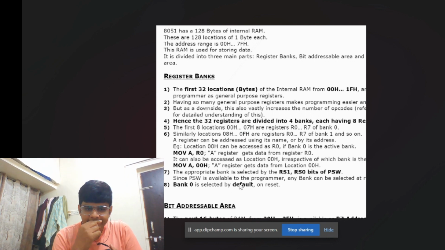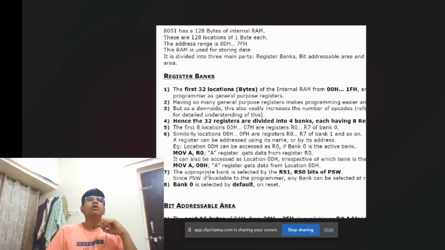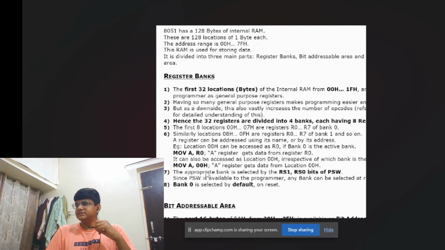Here it is given that the appropriate bank can be selected by the RS1, RS0 bits of the PSW register. I have covered the PSW register, program status word, as it is given in your syllabus. Since PSW is available to the programmer, any bank can be selected at a time. RS1 and RS0 help for that. Bank 0 is selected by default on reset. When you reset the phone, the system first starts using the BIOS setup. The BIOS setup is a default setup designed by the manufacturer. That I will explain in COA.